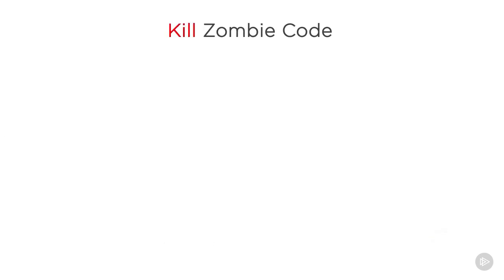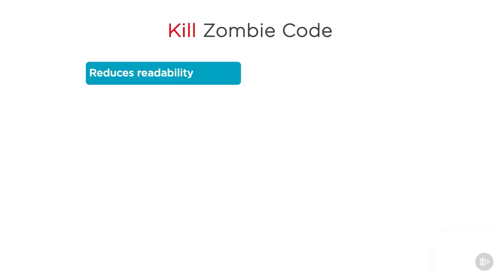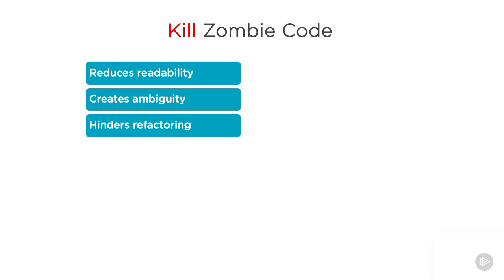So in summary, zombie code's a problem because it reduces the readability of our code. It creates ambiguity because we need to wonder whether the commented out code should have ever been commented out in the first place. Perhaps it's the very reason that the bug is occurring. This also hinders refactoring because we have to consider whether the commented out code needs to be refactored when we're changing other code around it.